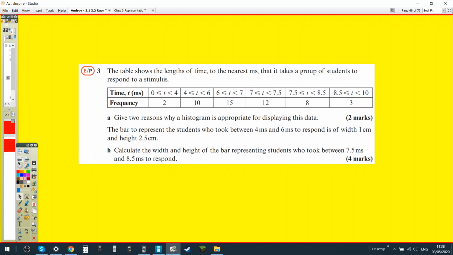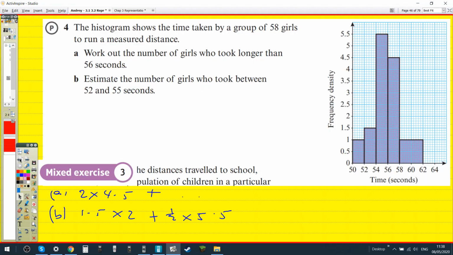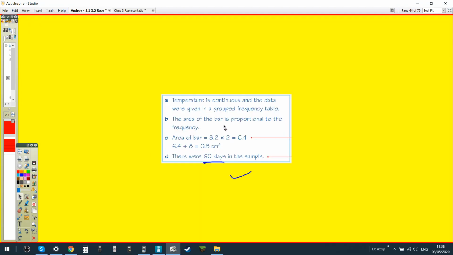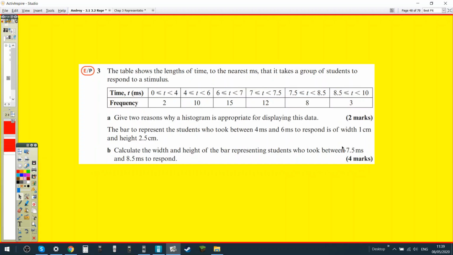Oh, hang on. Let me go back. We missed out on one thing. Question A. Temperature is continuous and the data were given in a grouped frequency table. Yes. So it's grouped continuous data. Yeah. Okay. And they said the area of the bar is proportional to the frequency. I remember that from GCSE. Okay, question A, this one.